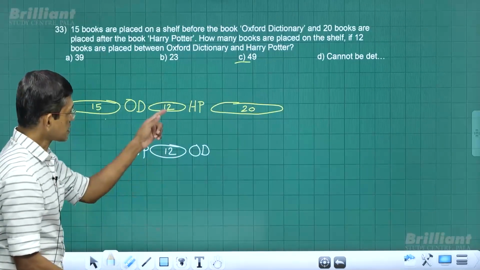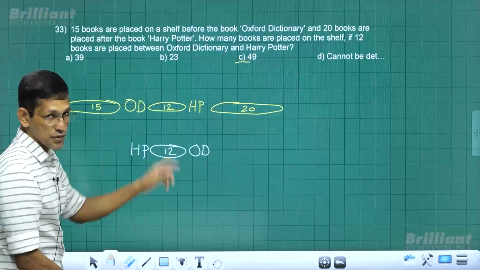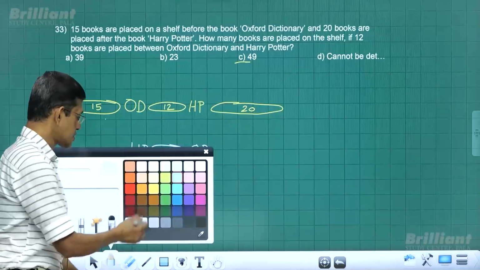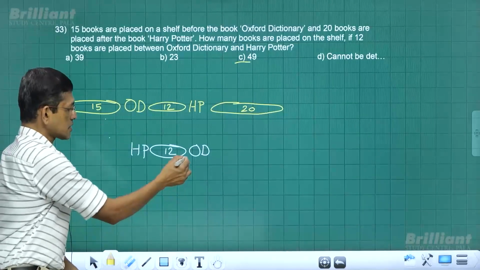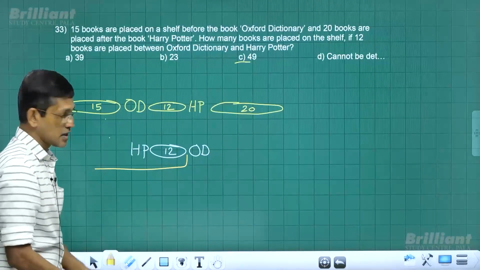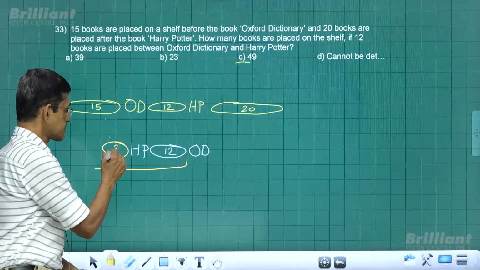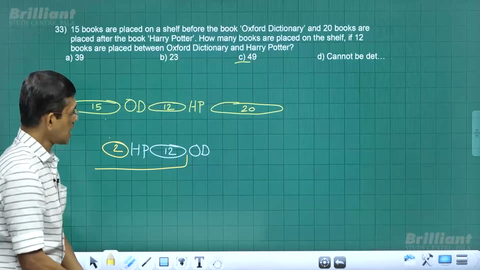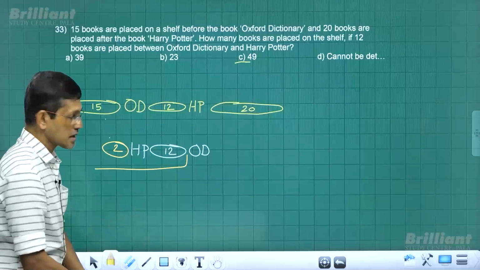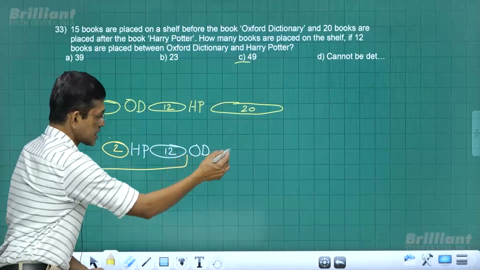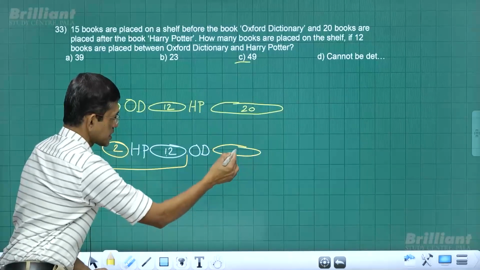So we cannot change any of the figures given in the question. So 12 must be exactly 12. And how many to the left of OD? To the left of OD, there must be 15. So 12 plus 1, 13. 13 plus 2 is 15. And to the right of HP, how many must be there? Right of HP must be 20. So we have 12 plus 1, 13. 13 plus 7 is 20.